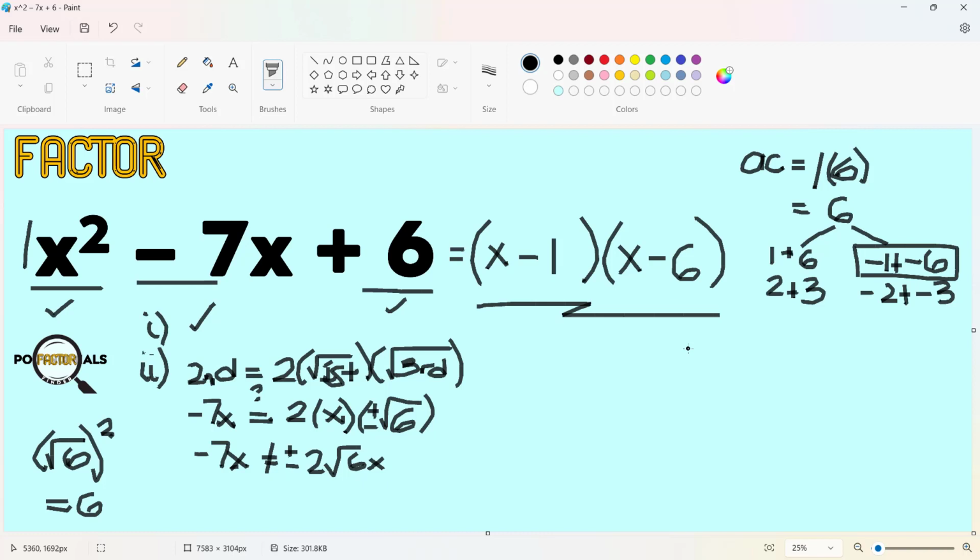Again, the AC method: multiply the A and C coefficients, look for factors of that result, and then look for the pair that when added will result in B. If there is none, that would mean your trinomial is non-factorable, and you will leave it as is, meaning it's no longer factorable. But in this case, these are our two factors, x minus 1 and x minus 6, but still, we started with identifying whether this is a perfect square trinomial or not.